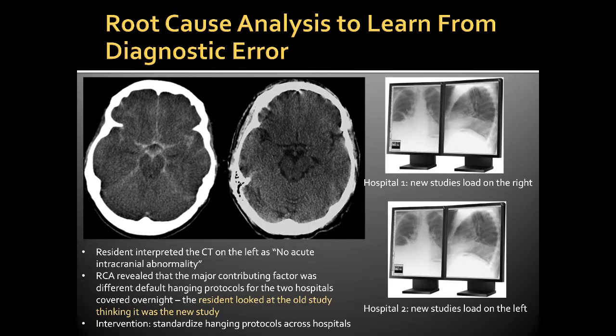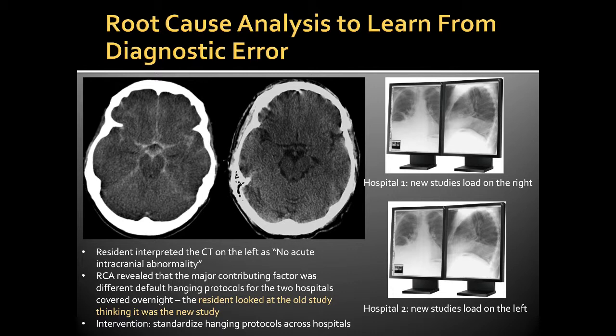So this case was reviewed, and when we analyze it using root cause analysis, we realize that the resident was interpreting studies from Hospital 1, where new studies are loaded on the right. He was called from an ER physician from Hospital 2, so he rolled across the room, loaded up the study in PACS, and didn't realize that new studies loaded on the left instead of the right. He looked at the study on the right, thinking it was the new study, and dictated it as no acute intracranial abnormality. So here, you can see that the intervention is not resident education or remediation or 24/7 attending reads. It's to standardize hanging protocols across the hospitals.